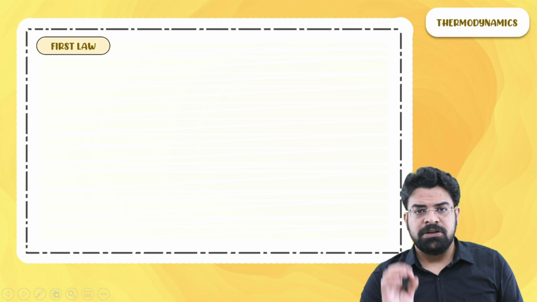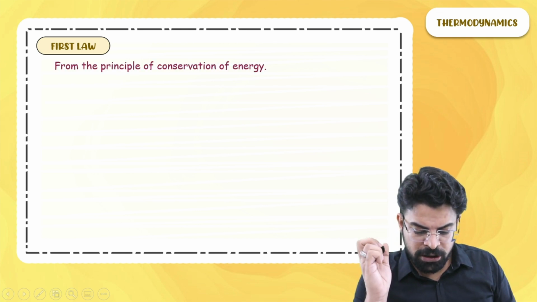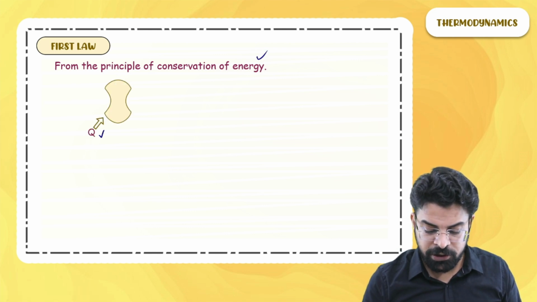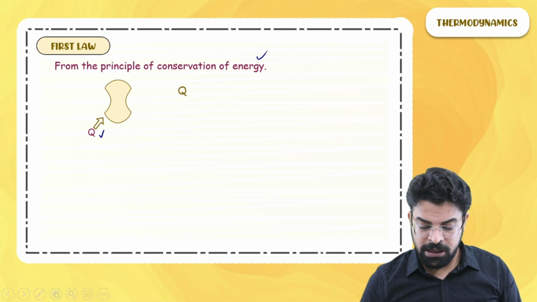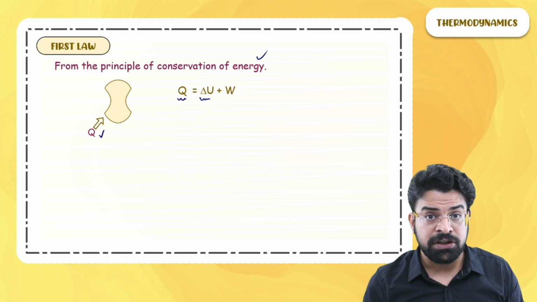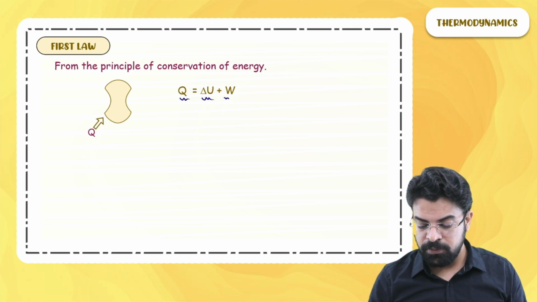So what is first law? Sir, first law is essentially nothing but principle of conservation of energy. So from the principle of conservation of energy, we say that if a heat Q is given to the system, then the heat given Q is equals to change in internal energy of the system plus work done by the system. Q equals to delta U plus W.